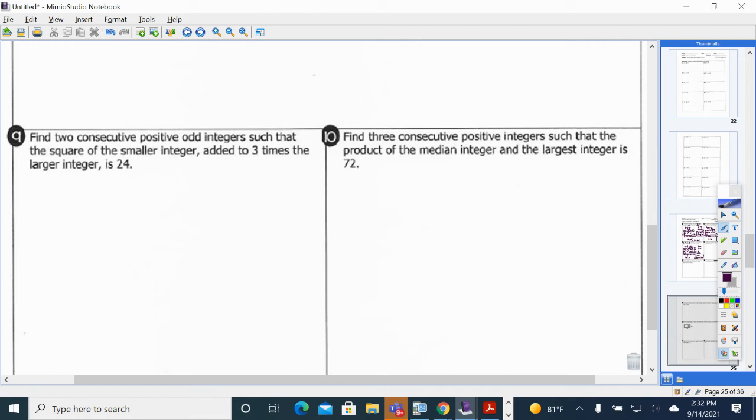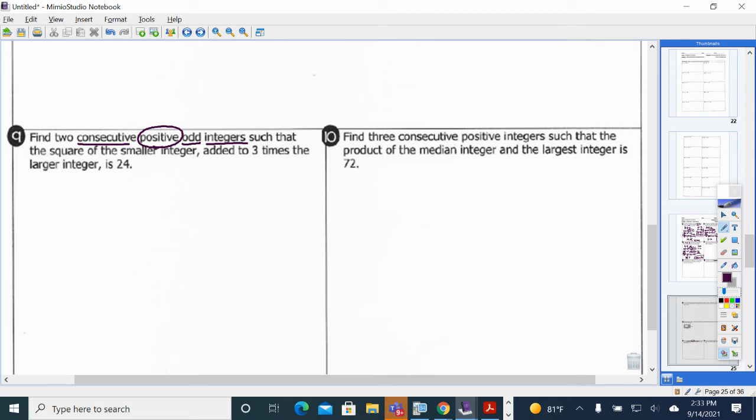So let's look at number 9. Find two consecutive positive odd integers such that the square of the smaller integer added to 3 times the larger integer is 24. So consecutive odd integers. Now, I'm not going to focus on the word positive yet. That word is there so that when you get a positive answer and a negative answer, you disregard the negative.